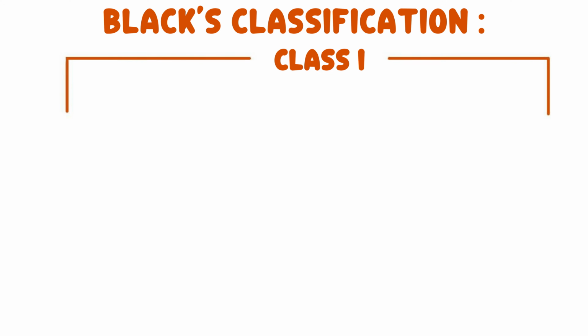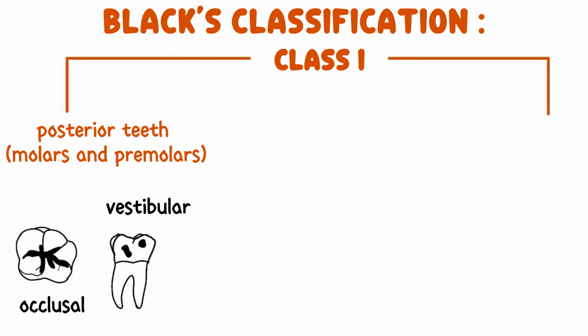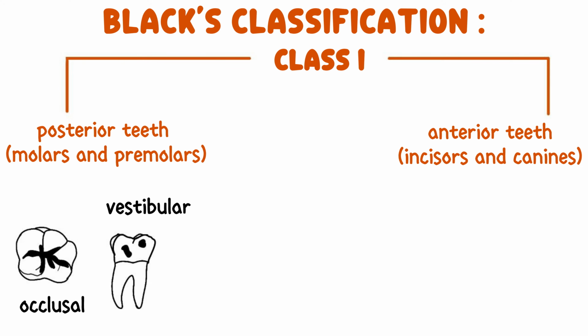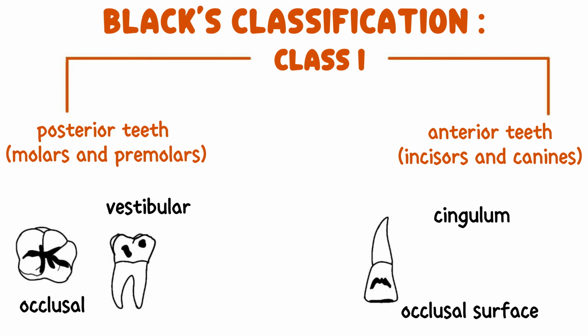Class 1 involves caries on the occlusal and vestibular surfaces of posterior teeth, such as molars and premolars. For anterior teeth, like incisors and canines, Class 1 affects the cingulum or the occlusal surfaces. These are areas that are often difficult to clean properly, making them more susceptible to cavities.